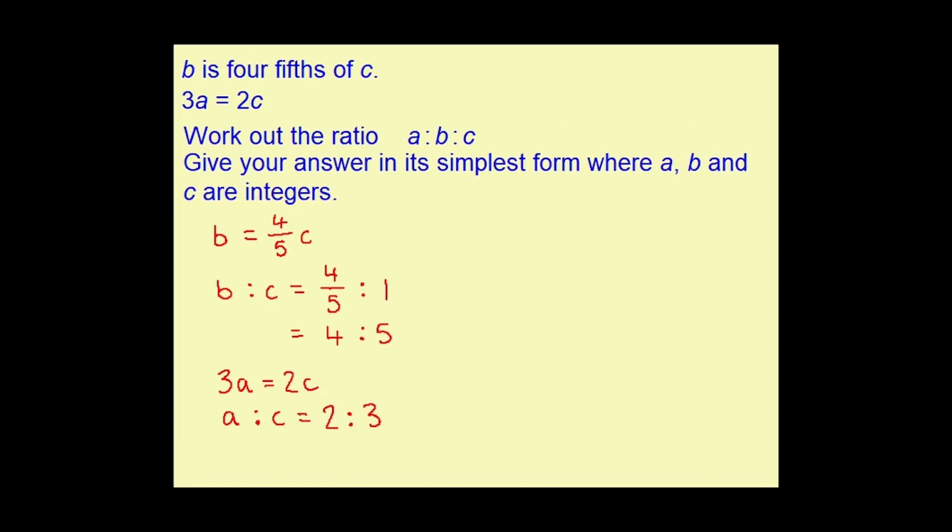Now I can set up my three headings, A, B, C. I know that B to C is 4 to 5, and A to C is 2 to 3. I've got two numbers here, they'll both go into 15 if I multiply this by 3 and this by 5. So multiplying this by 3 gives me 12, and multiplying this by 5 gives me 10. So my final ratio is 10 to 12 to 15. These numbers are all integers, and this ratio can't be simplified anymore, so this is the final answer.